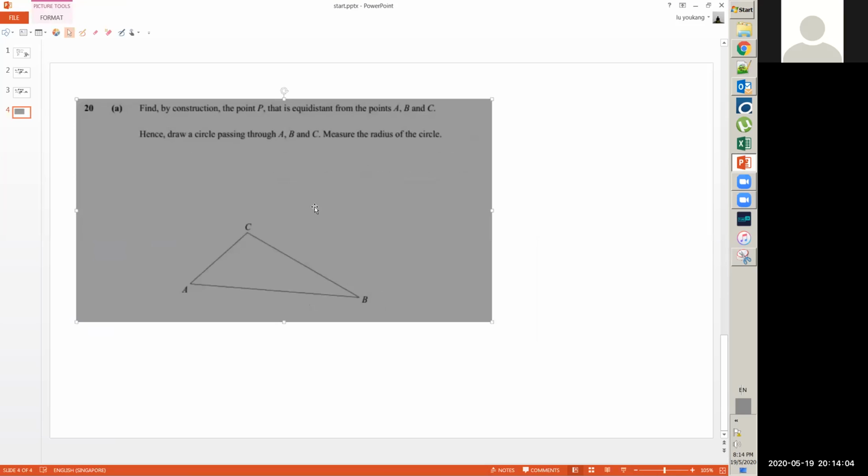Question 20 says find by construction the point P that is equidistant from the points A, B, and C. Then hence draw a circle passing through A, B, and C. Measure the radius of the circle.